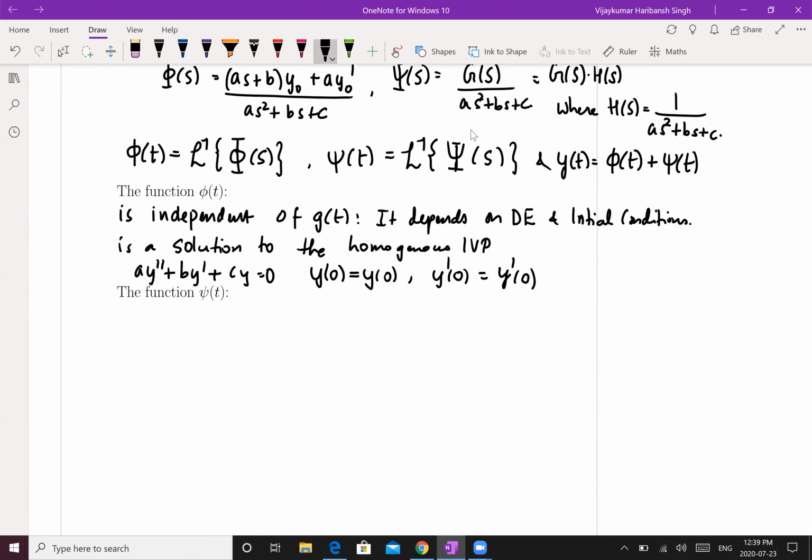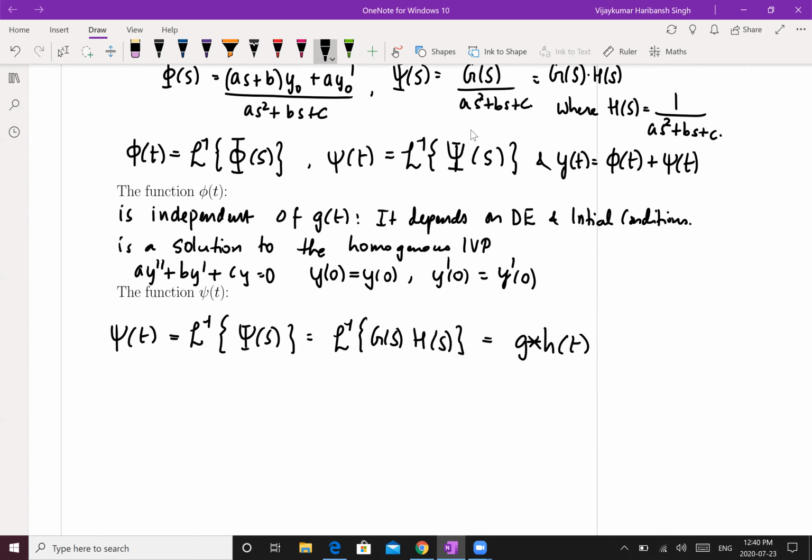Now, what about your psi of t? Your psi of t is Laplace inverse of psi of s, which is inverse of g of s times h of s, which is going to be g star h of t, which is the integral from 0 to t of h of t minus tau g of tau d tau.